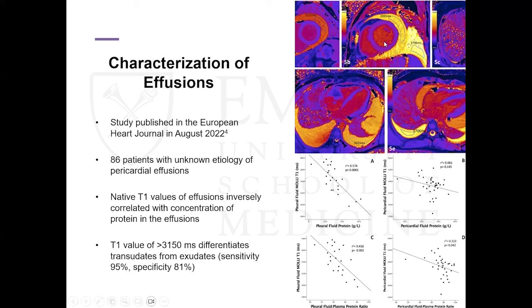And so up here in the top right are some of their T1 images. We can see up here in the top, they've sampled both the pericardial fluid and the pleural fluid. And you can see how hyperintense both of these fluids are. And this was taken from a patient that ended up having a transudative effusion. So this is kind of what we're seeing whenever we're trying to characterize effusions that are of unknown etiology.